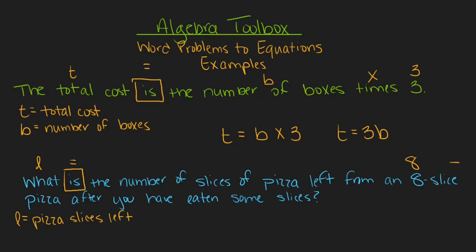Now we don't know how many slices you've eaten, so what we'll have to do is, again, define another variable to represent the slices that you have eaten. In an earlier video about defining variables, we said that it's not a good idea to use e as a variable because it actually has a particular value that it represents. So I'm not going to use e for pizza slices eaten. Instead, I'll use g for pizza slices gone, and they're gone because you ate them. All right, so g equals pizza slices eaten.